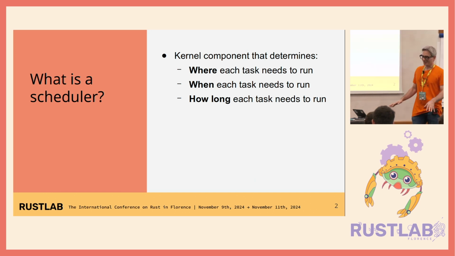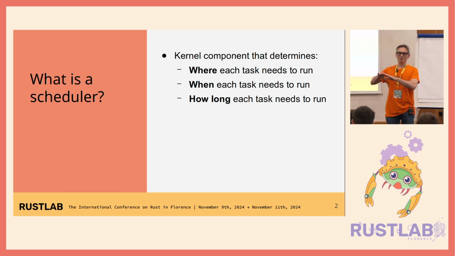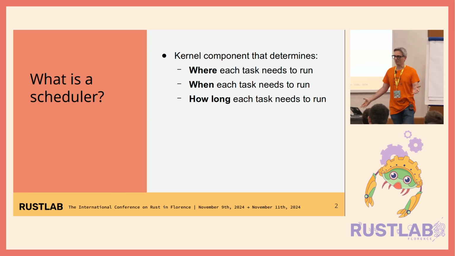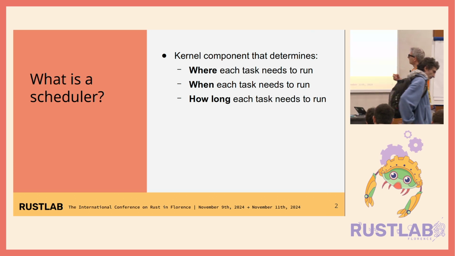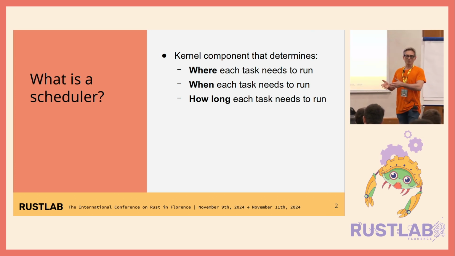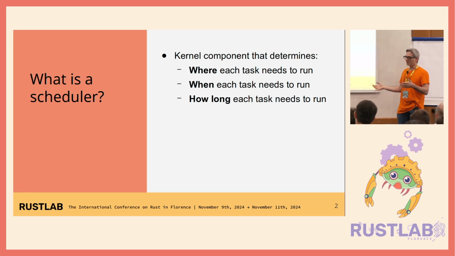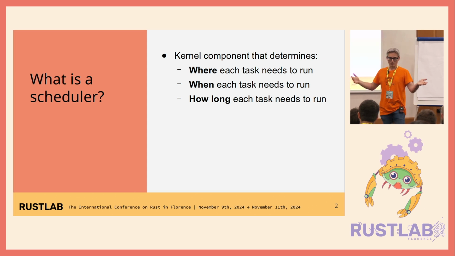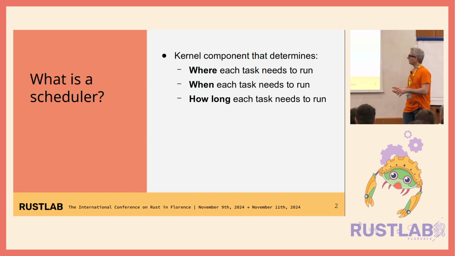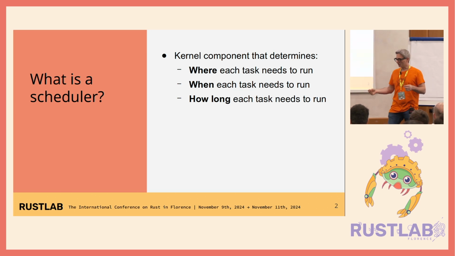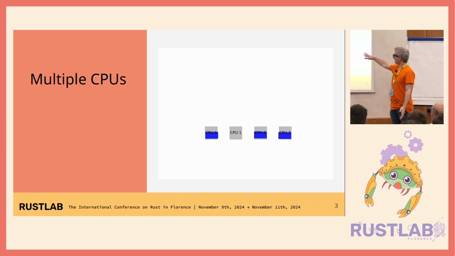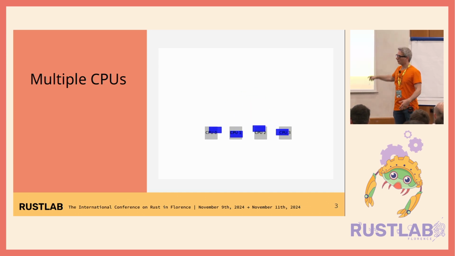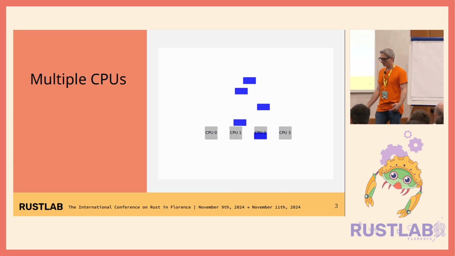So I'm starting with the basics. I have some slides to just introduce what a scheduler is, just to give some context. I don't want to go too deep into details, but a scheduler seems really simple. If you think about what the scheduler needs to do, it just needs to decide where a task needs to run, when, so there's an order if there are competing tasks, and for how long each task needs to run. Usually you have multiple CPUs and there's a queue. You just distribute the tasks on the CPUs that you have.